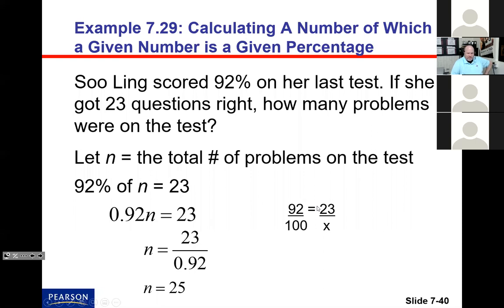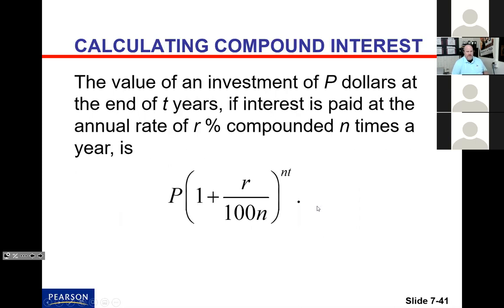When we're talking about percentage, one of the main things to deal with is interest, whether it's interest on a loan or interest on an investment. So there is a formula. It's called the compound interest formula. You don't have to memorize this. It is on your formula sheet. So here it is here.